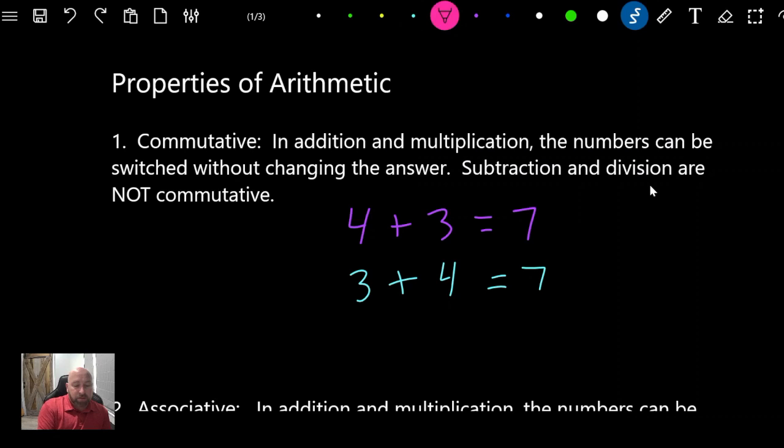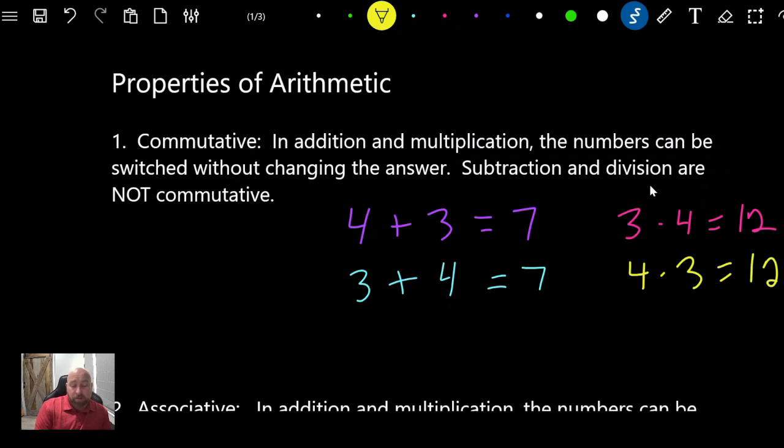So let's try it. So if I have 3 times 4, that equals 12. That's right. What if I have 4 times 3? What do I have? I also have 12. Okay? So this is like check, check, that's good, check, check, that's good. It works. Now, watch this. Subtraction and division are not commutative. So we can't do this, is what it's saying. There is no way to do this with subtraction and division.